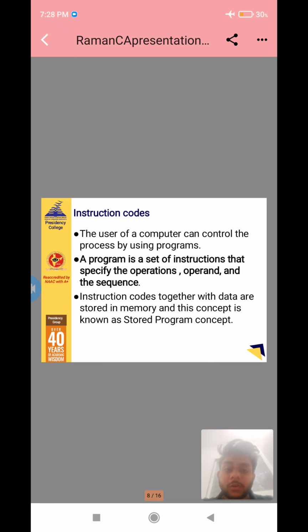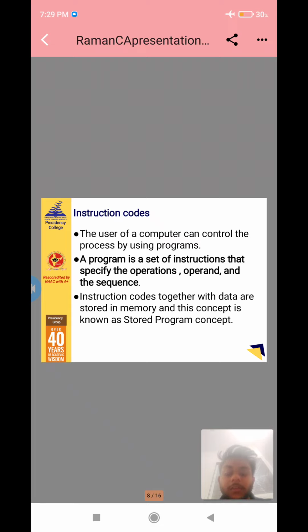What are instruction codes? Let's see. The user of a computer can control the process by using programs. Obviously, a user can control the process by using different programming languages, because we cannot directly communicate with the computer in our language, Hindi, English or whatever it is. We have to communicate with the computer in its programming languages. Many high level languages are there, such as C++, Java and many others. By using these programming languages, we can easily communicate with the computer.